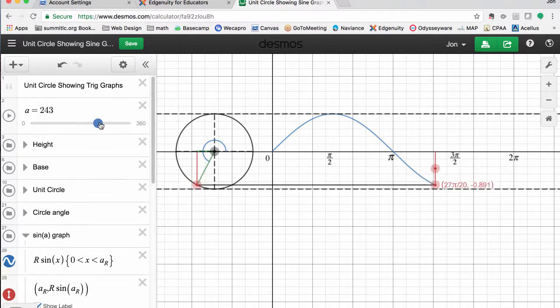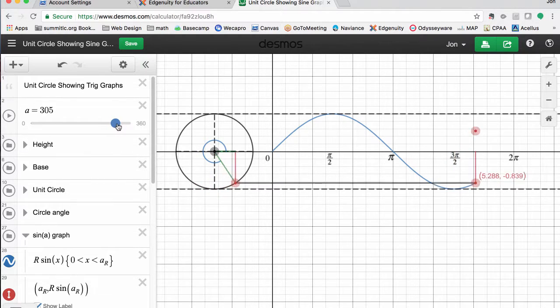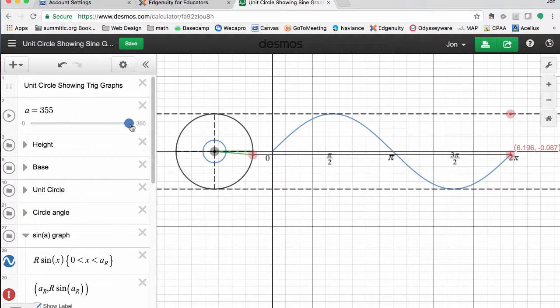If I keep going all around, it maxes out at negative 1 right there, and then starts to increase back to 0 right at 2 pi. This is what we call one full period. It's one whole lap around the circle, and it's one whole sine function. Starts at 0, increases, gets to 1, goes back to 0, goes to negative 1, and then back up to 0, all in the span of 0 to 2 pi radians.